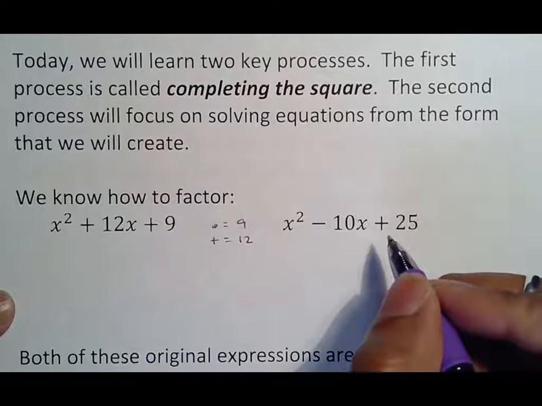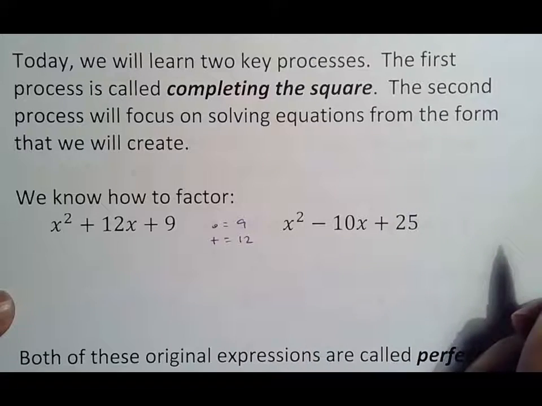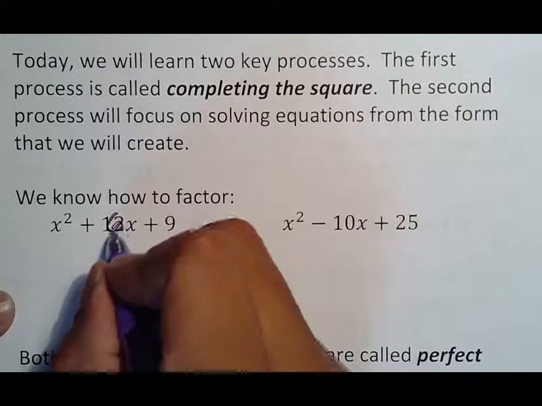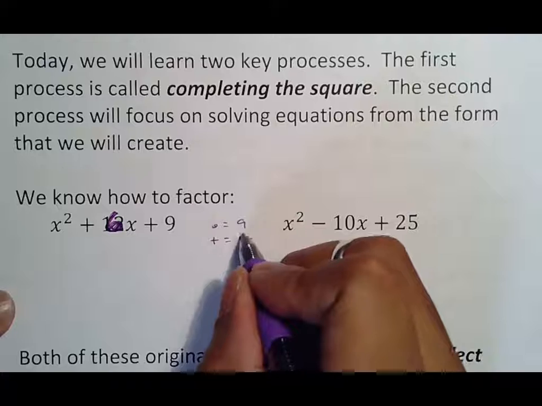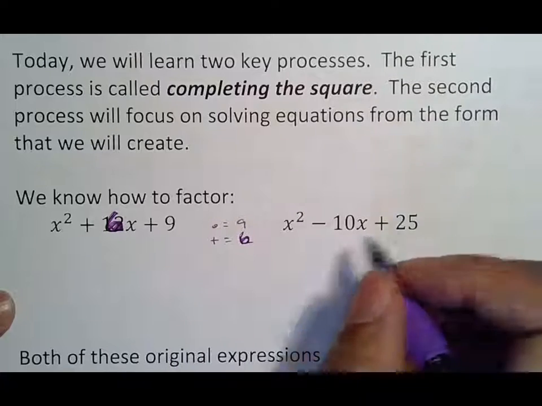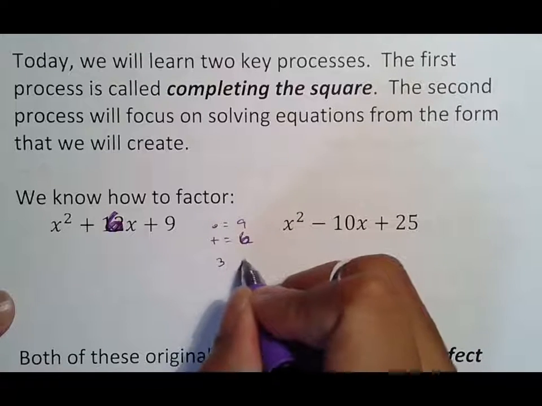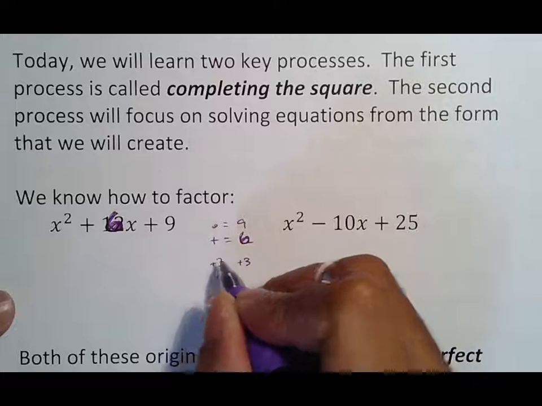Did I do that right? I didn't do that right, did I? That should be a 6. Sorry. Great job, teacher. And add to be 6. And so, based off of what I know, those numbers are 3 and 3, both positive.